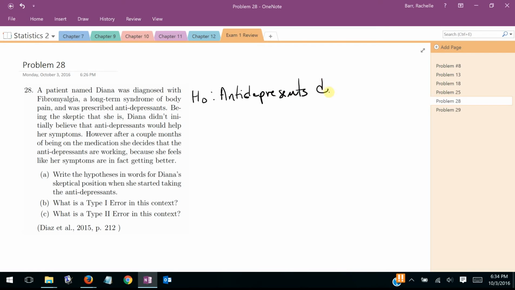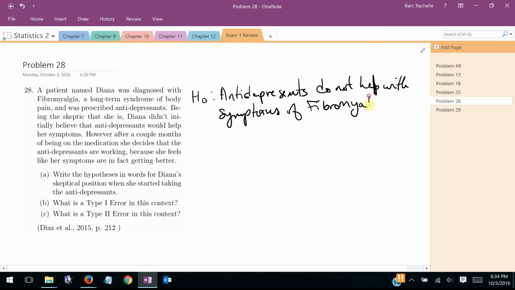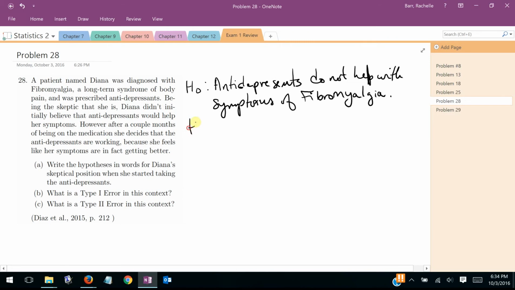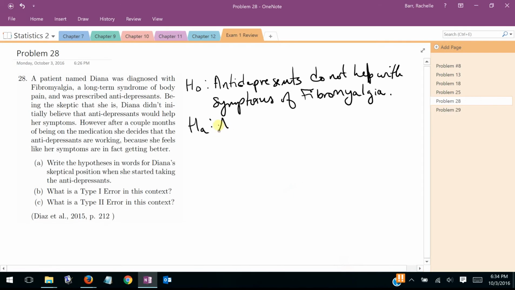Antidepressants do not help with symptoms of fibromyalgia. Oh my god, I spelled it right. Miracle. Okay, antidepressants got spelled incorrectly, but it doesn't count that way. Okay, so the alternative is they're going to help. They're going to treat the symptoms.